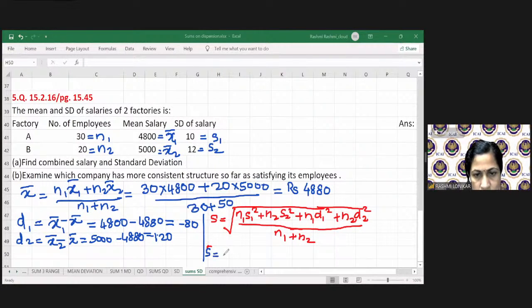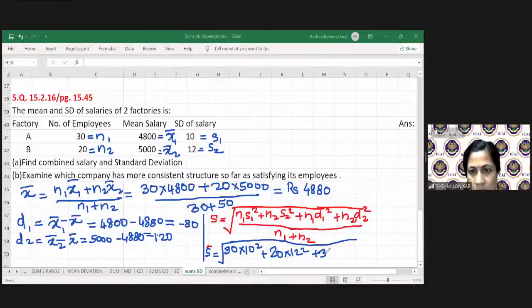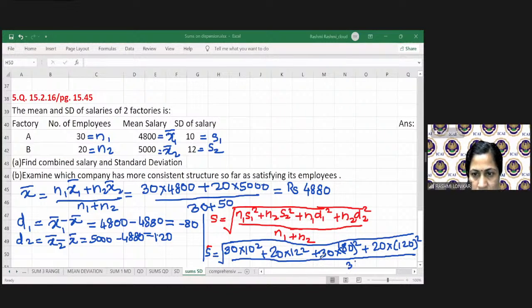S is equal to square root of N1, which is 30, into S1, which is 10 square, plus N2, which is 20, into S2, which is 12 square, plus N1, which is 30, into D1, which is 80 square, because it's minus 80, so I write minus 80 square, plus 20 into 120 square. The square root sign covers the whole expression, I am writing it this way because there is no space. Upon N1 plus N2, that is 30 plus 20.